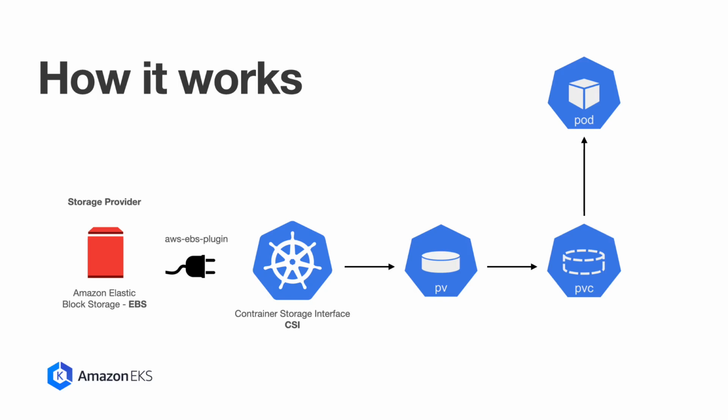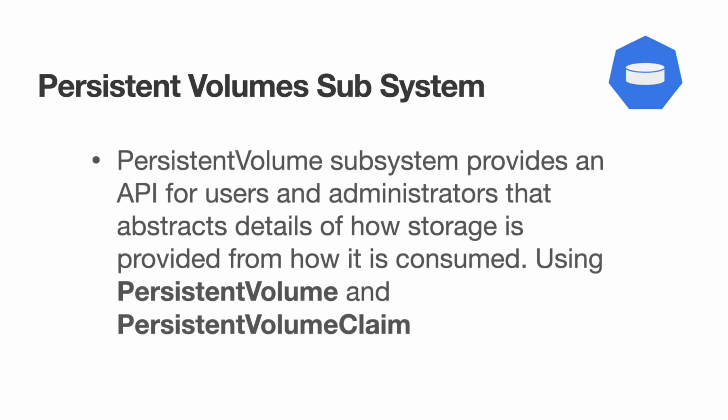So in this diagram, you can see that we have persistent volume and persistent volume claim. Persistent volume and persistent volume claim, and also the storage class, are part of something called the persistent volume subsystem. The persistent volume subsystem provides an API for users and admins that abstracts details of how storage is provided from how it's consumed.